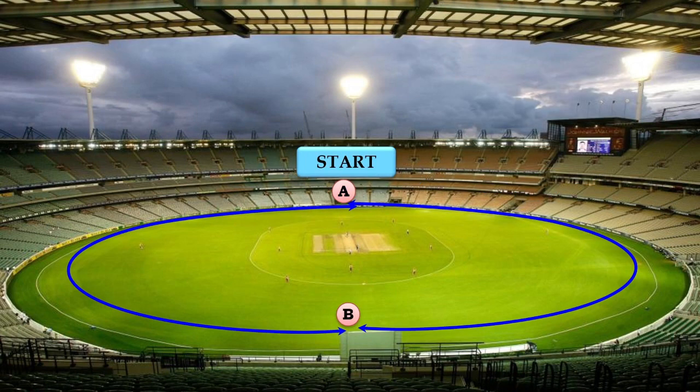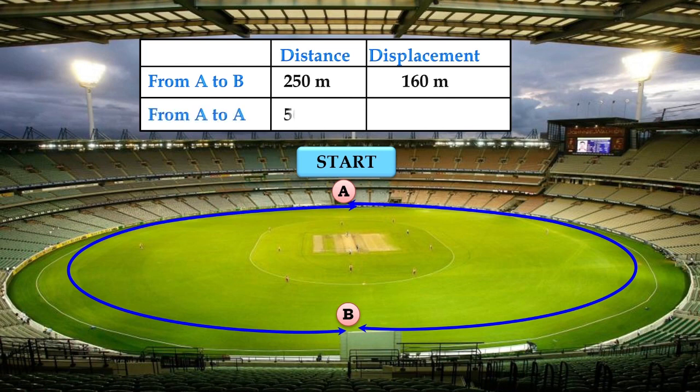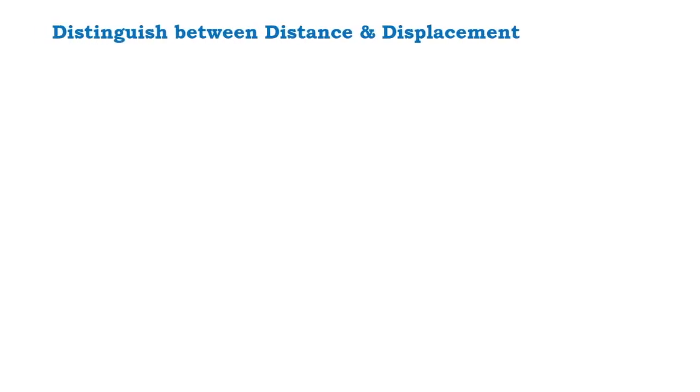the final point. So if I want to summarize, from point A to B the distance covered is 250 meter, whereas the displacement was 160 meter. But from point A to A, the distance covered was 500 meter, whereas the displacement was 0 meter. Now let's understand the difference between distance and displacement.